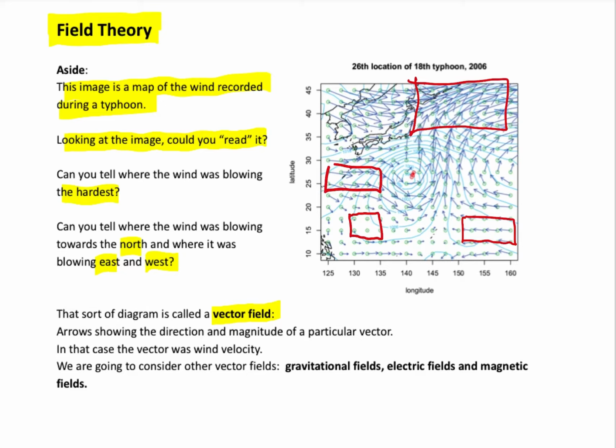I can get an idea for where the wind is blowing hard, and I can get an idea for the direction of the wind. That diagram is a vector field, just a map or a distribution of arrows. The length of the arrow, the density of the arrows, the direction of the arrows all communicate something about the vectors. In this case, the vector was the wind velocity.